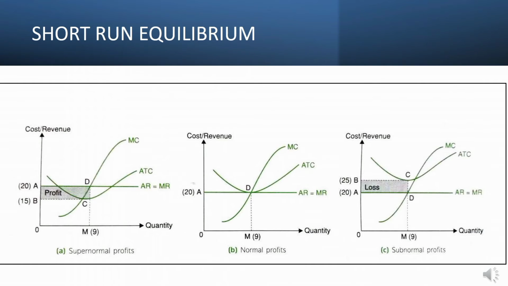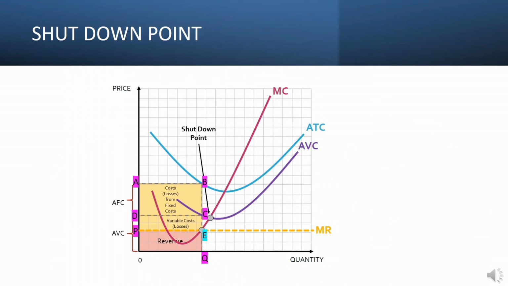Last but not least, a short-run loss known as subnormal profit is shown when the ATC is located above the price line at the profit maximizing point, where MR equals MC. The graph below represents the subnormal profits for a perfectly competitive firm. That means a competitive firm earns economic losses when P is less than ATC. The firm should close operation if P is less than AVC.